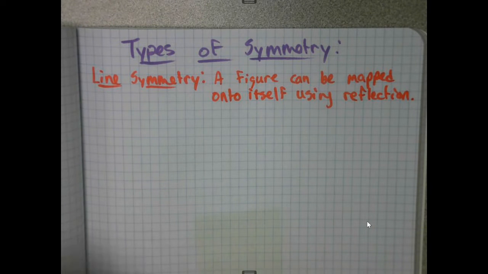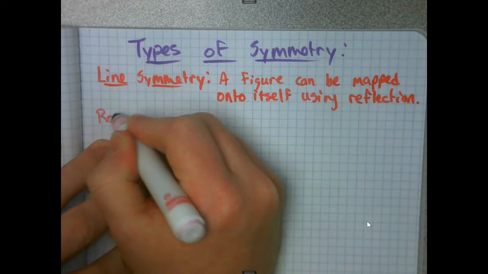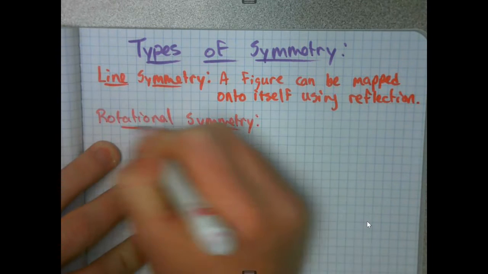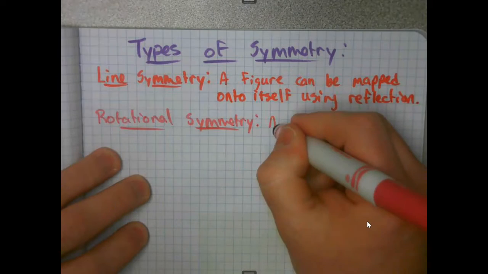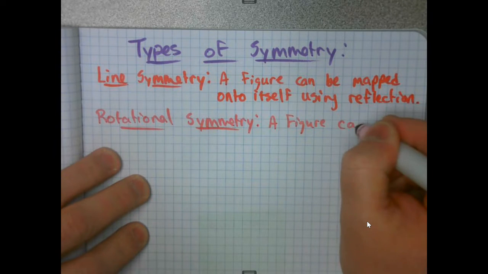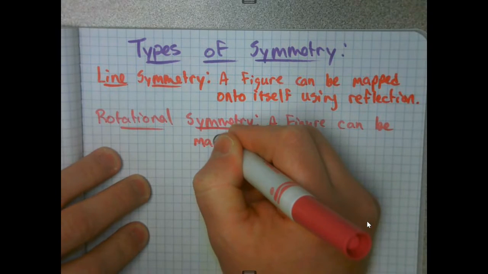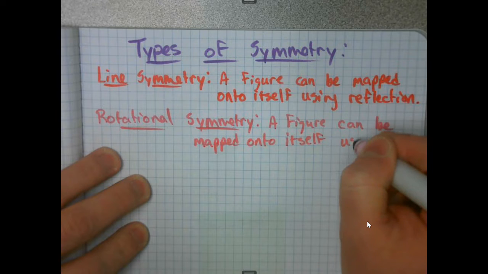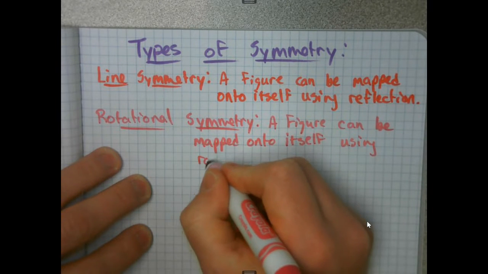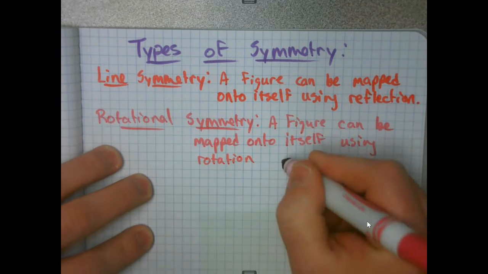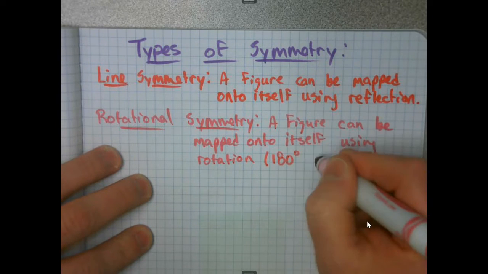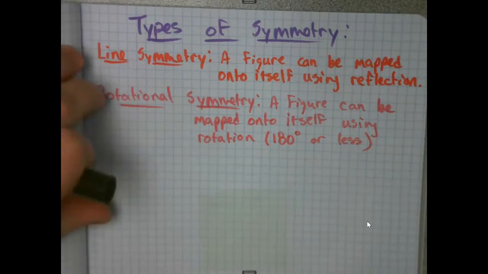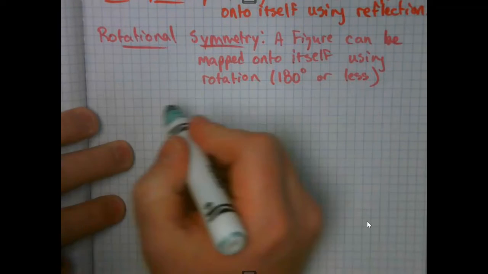The other type of symmetry I can have is rotational symmetry. Rotational symmetry is when a figure can be mapped onto itself using rotation. And we like to stay 180 degrees or less for rotational symmetry. So now what we're going to do is look at a ton of examples of these types of symmetry.